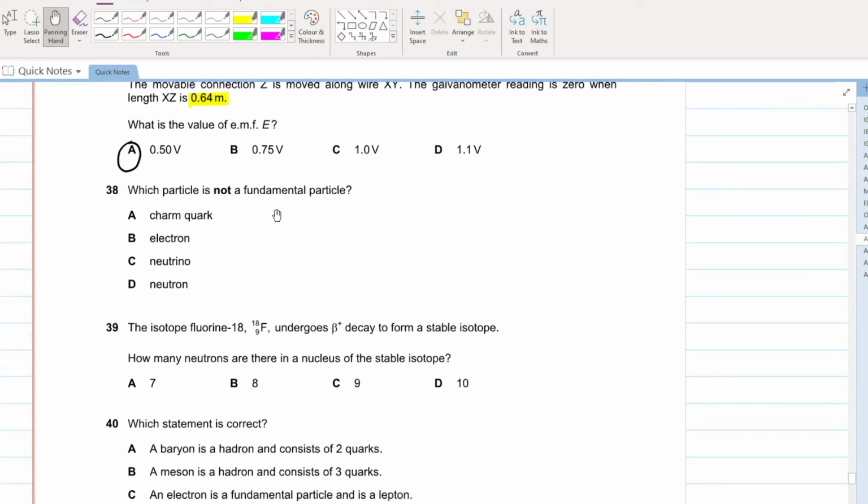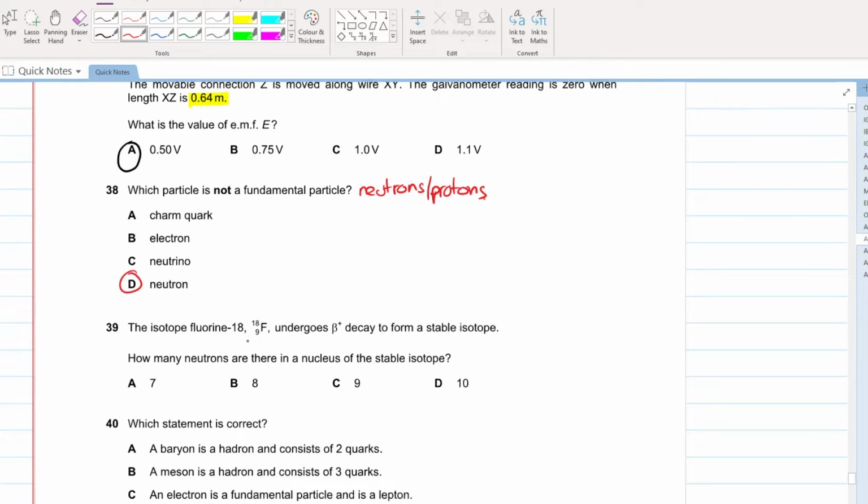Which particle is not a fundamental particle? बेटा हमेशा याद रखो कि आपके न्यूट्रॉन्स और प्रोटॉन्स, neutrons slash protons are not fundamental particles. D is your answer. Simple as that.